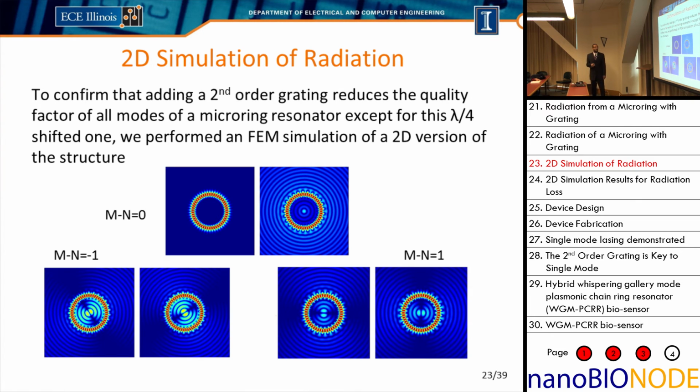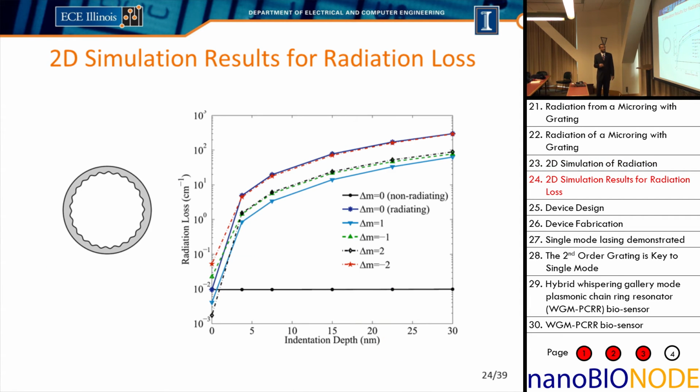So to confirm this, we did FEM simulations, and we can see that we have this one resonant mode that doesn't radiate. This one radiates like the spherical harmonic Y00. These ones radiate like LM, where L is -1 or +1, and so all the other modes start to radiate. And so as a function of how deep or how strong I make this grating, I can see that this one mode, which is non-radiating, the loss does not change no matter how I change the grating. Whereas these other modes, the losses increase as I increase the strength of the grating. And so if I have a specific indentation size, I can select this mode compared to the other modes.